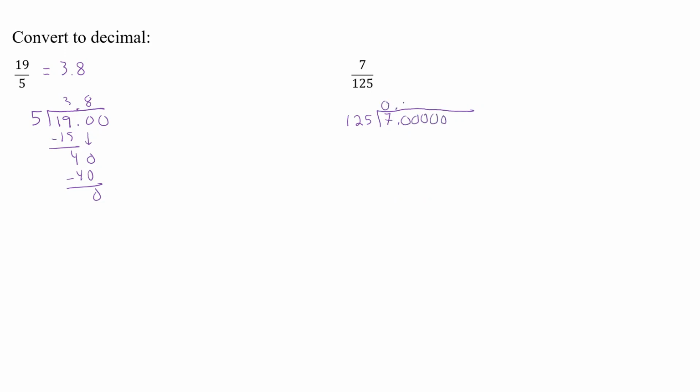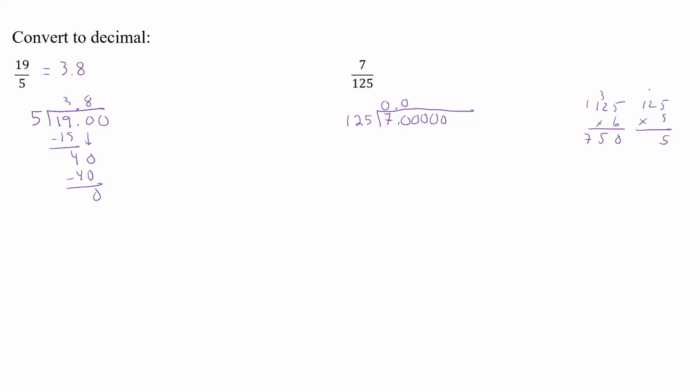Well, it doesn't go into 7. Doesn't go into 70. It'll go into 700. Well, let's take 125 times maybe, I don't know, 6 and see what we get here. If we do that, we get 30. That's 12, 13, 14, 15. That's 750. That's too big. So let's take 125 times 5.